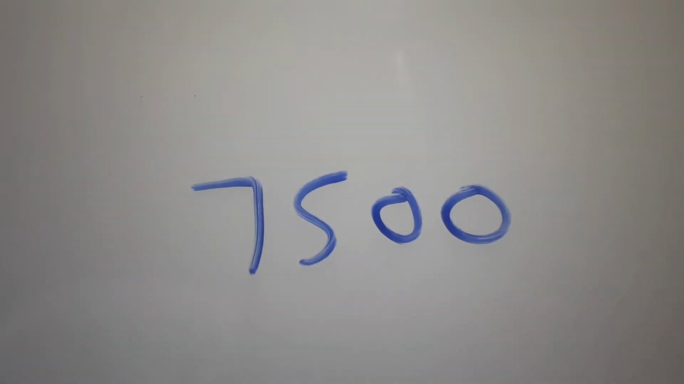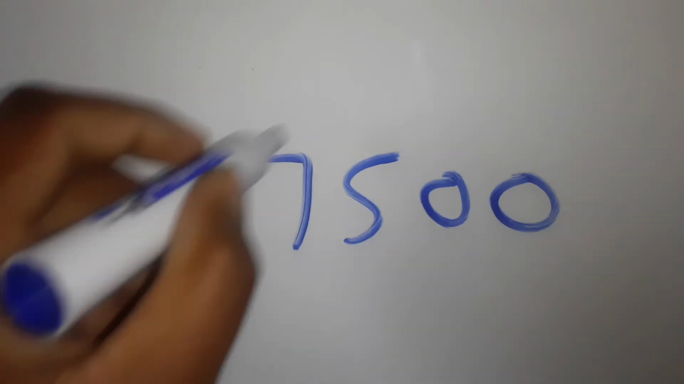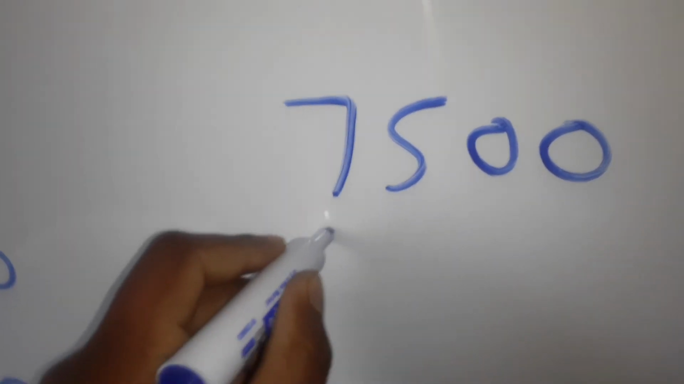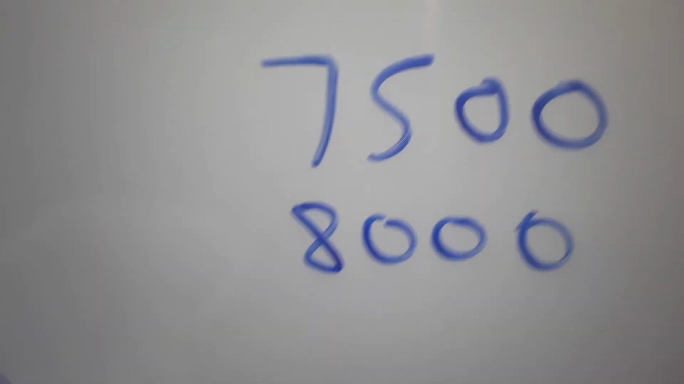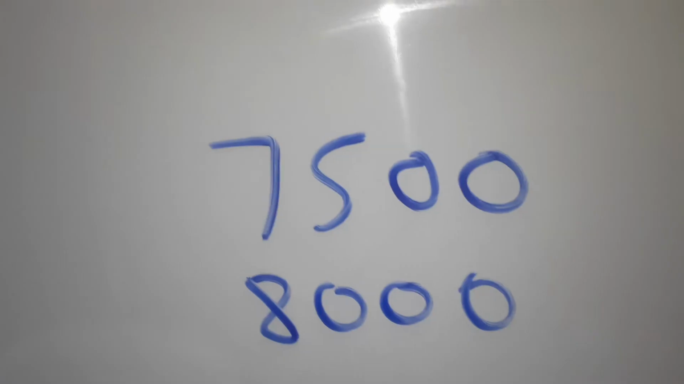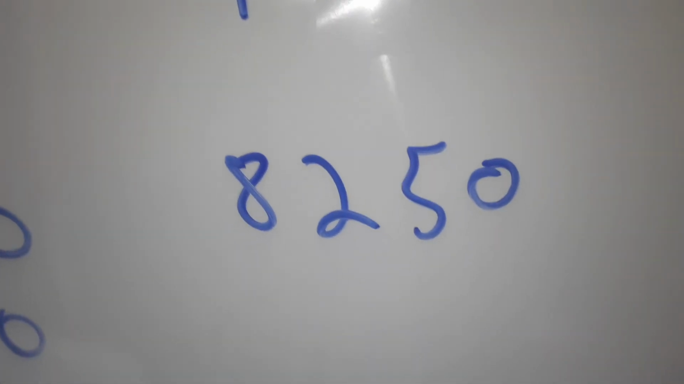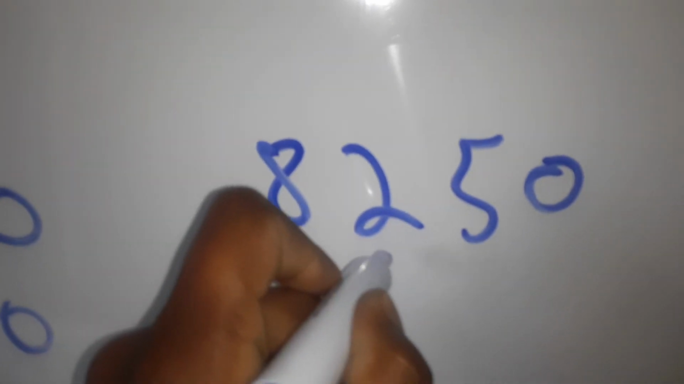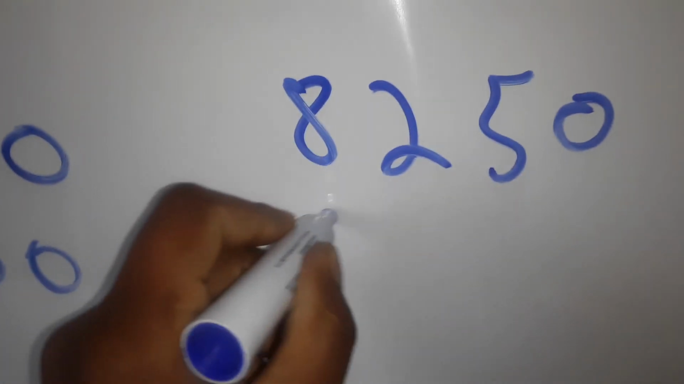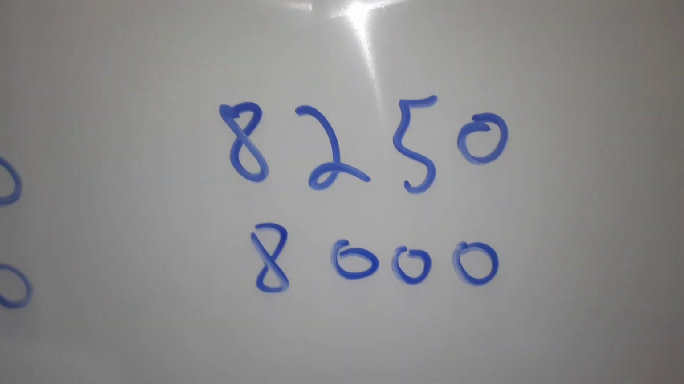Then we have 7,500. So 7,500, this will cause the 7 to change. We're going to have 8,000. Right. Then we round off again. 8,250. So 2 cannot change the 8. So here we're having 8,000 again. This is how you get these marks.